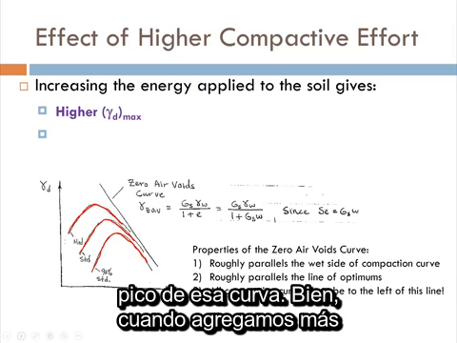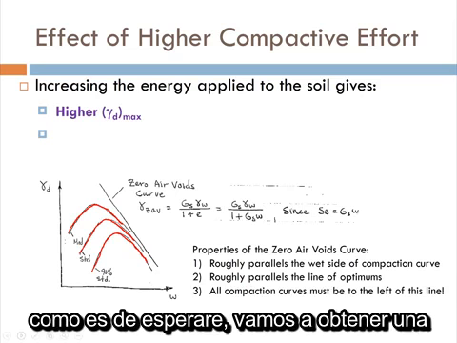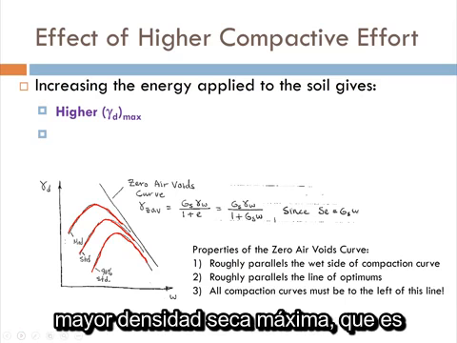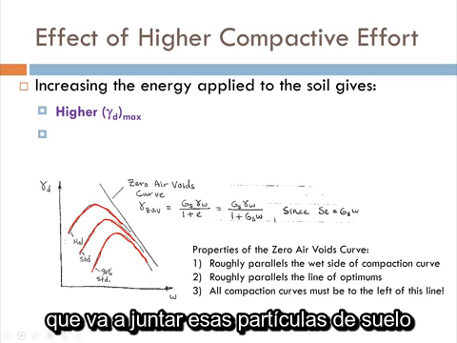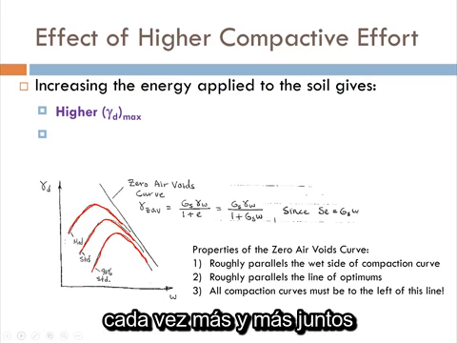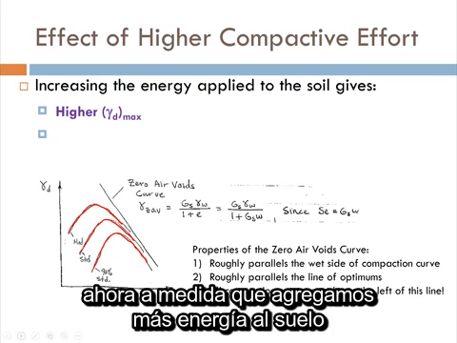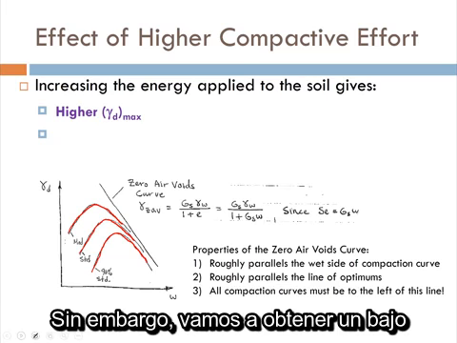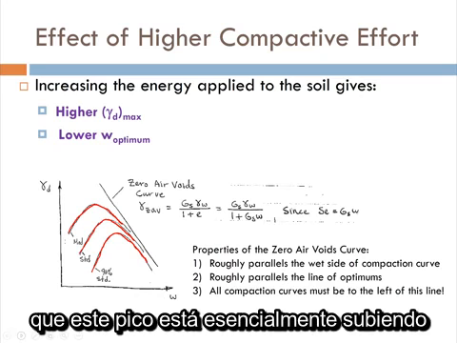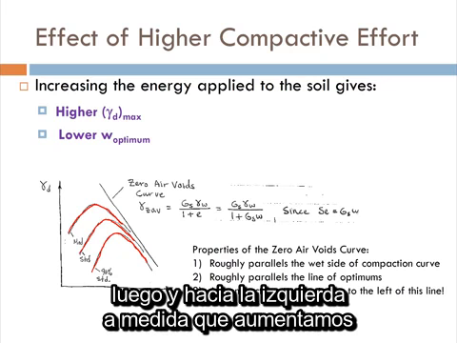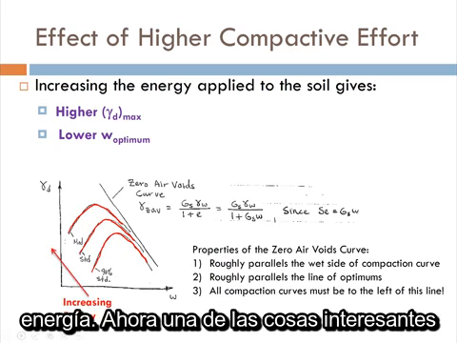Well, when we add more energy to the soil, as we'd expect, we're going to get a higher maximum dry density. That's because the greater amount of energy is going to get those soil particles closer and closer together. Now, as we add more energy to the soil, however, we're going to get a lower optimum moisture content. You can see that this peak is essentially moving up and to the left as we increase energy.